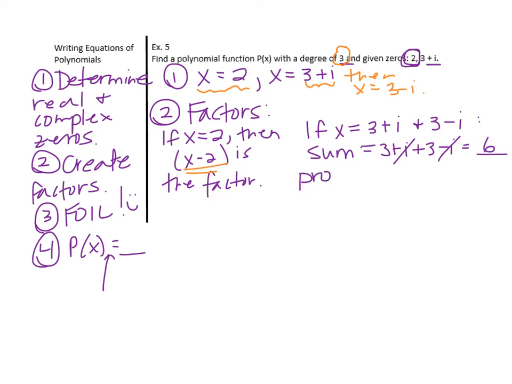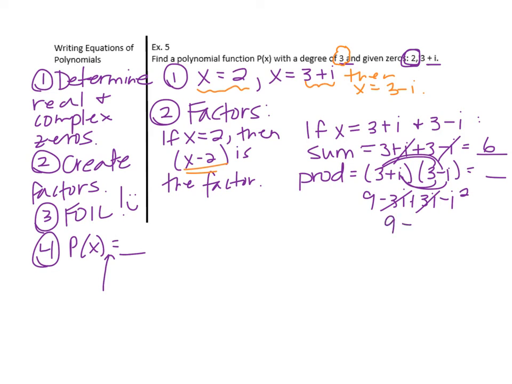The product will have to FOIL. And you guys, make sure you take your time when you're foiling. Avoid careless errors in this part because we have a lot more foiling to do later. If we take 3 times 3, we get 9 minus 3i plus 3i minus i squared. The 3i's in the middle cancel. 9 minus i squared, which is negative 1, becomes plus 1, which is 10.